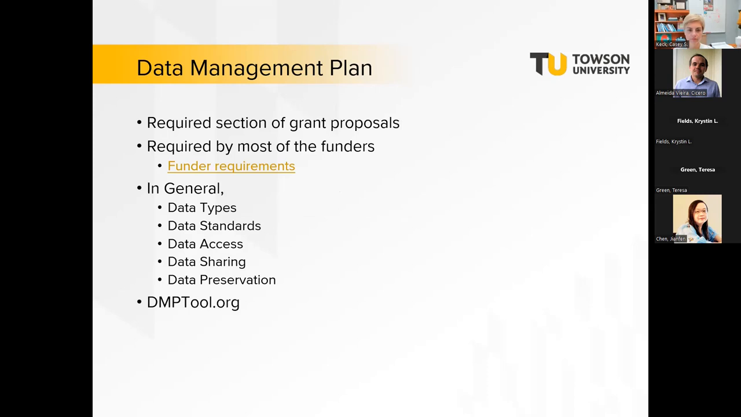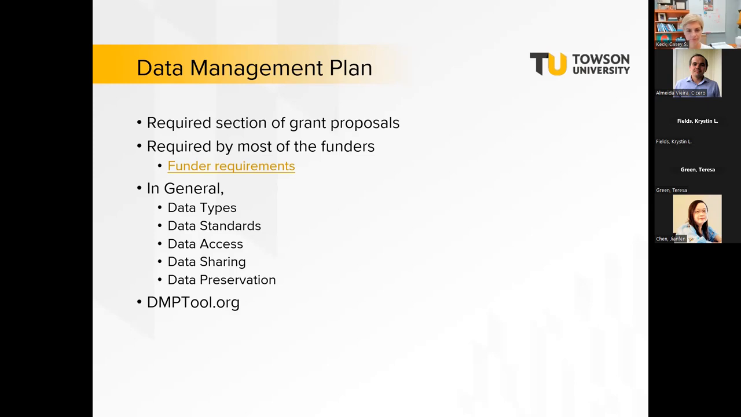First of all, right now a data management plan, or, as NIH calls it, a Data Management and Sharing Plan, is a required section of almost all grant proposals, and it is required by most of the funders: NIH, NSF, NIJ, DOD, etc. There is a link here that you can click to find a big list of the funder requirements documents. If you like, you can choose to read through it, but trust me, it's very time costly.